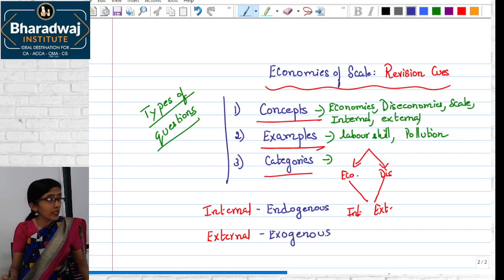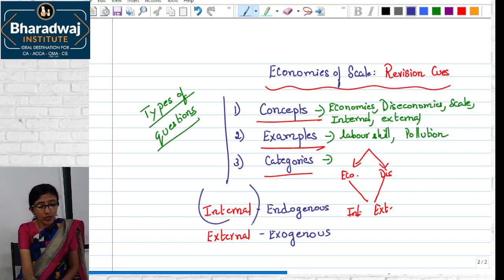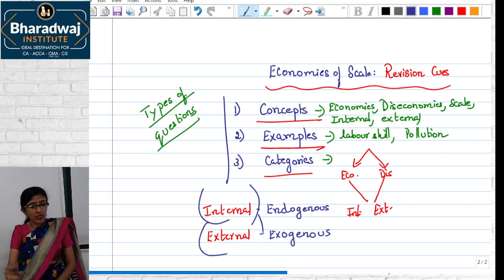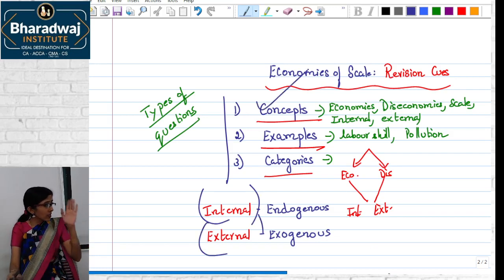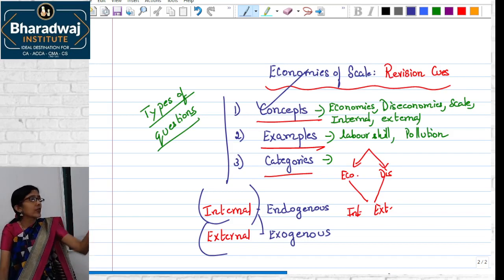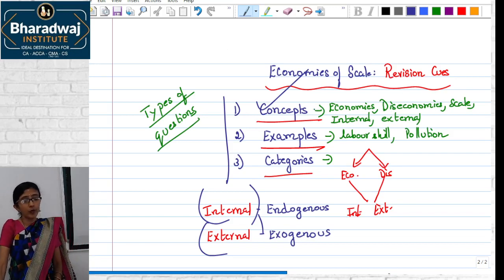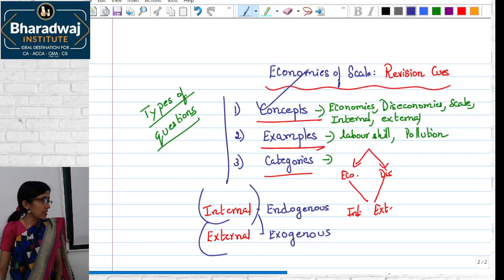If they say exogenous factors, or if they give you endogenous factors, you should know endogenous implies internal and exogenous implies external. That's why I repeatedly say that this topic is basically concept, classification, categories with examples. So that is how we did this revision at a quick glimpse. This is a very important revision cue. That's why I started with this and then we went on to the PPT slides. Have you all made a note of it?